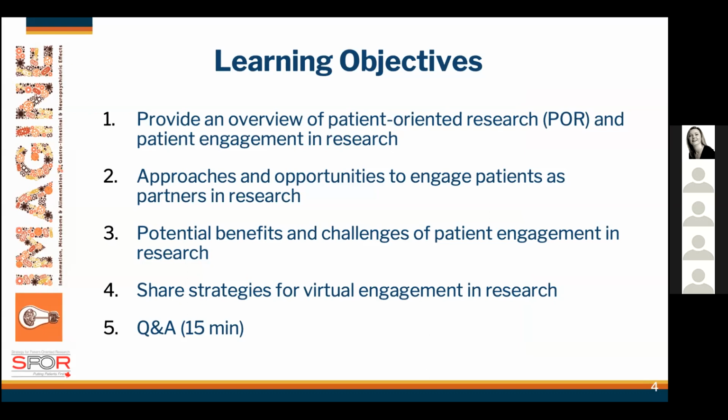Talk a little bit about approaches and opportunities to engage patients as partners in research. And I really hope that at the end of this, all of you can think of ways that you can do this in your own setting, in your own context. Talk a little bit about the benefits and challenges of patient engagement in research, and then finish off with a little probably a COVID motivated section, which is about how do you do virtual engagement in research?